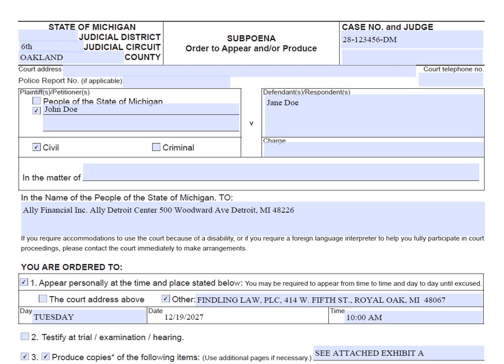All right, and here's a sample subpoena. This is a court form, and in this case, we're asking Ally Financial to produce records. We usually have an Exhibit A that identifies those records. A subpoena is a court order requiring, in this case, Ally Financial to produce documents.